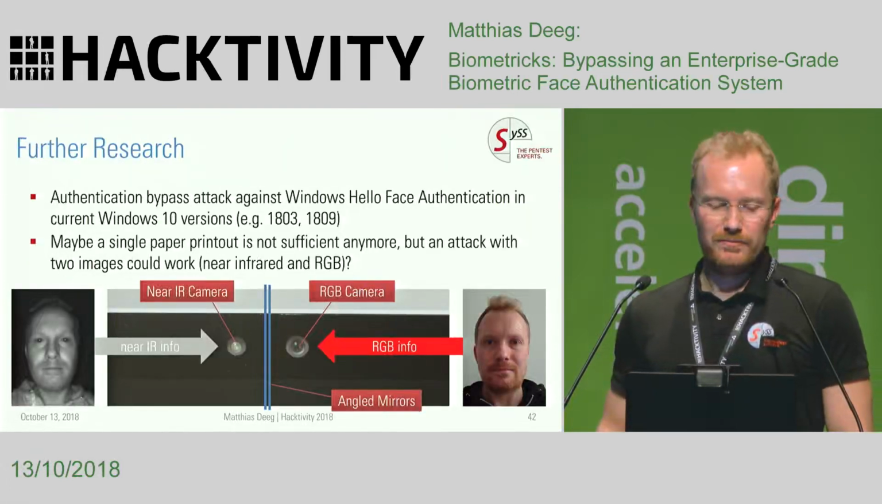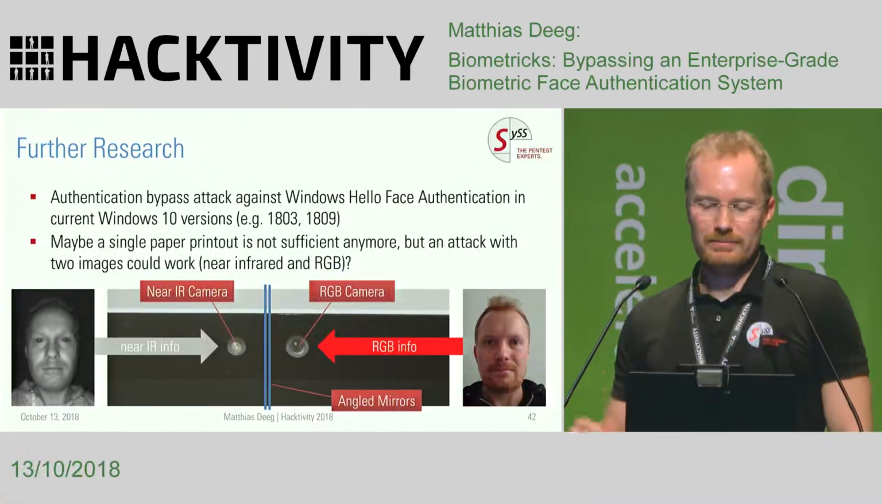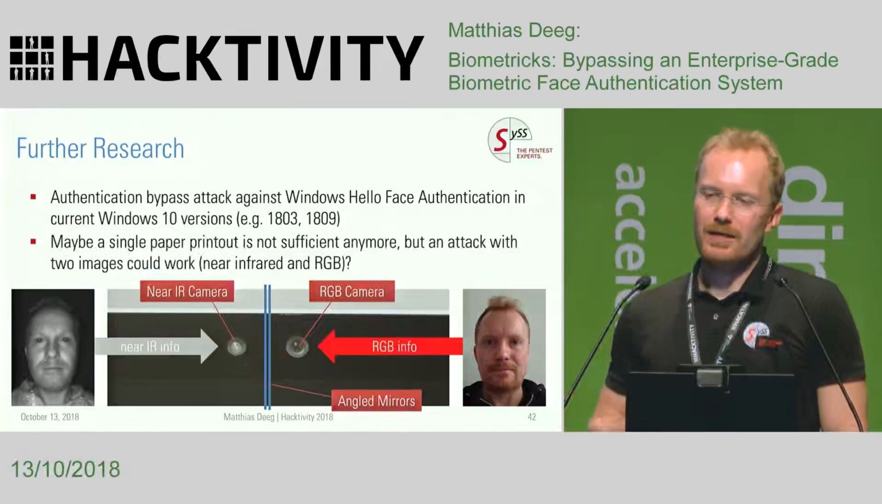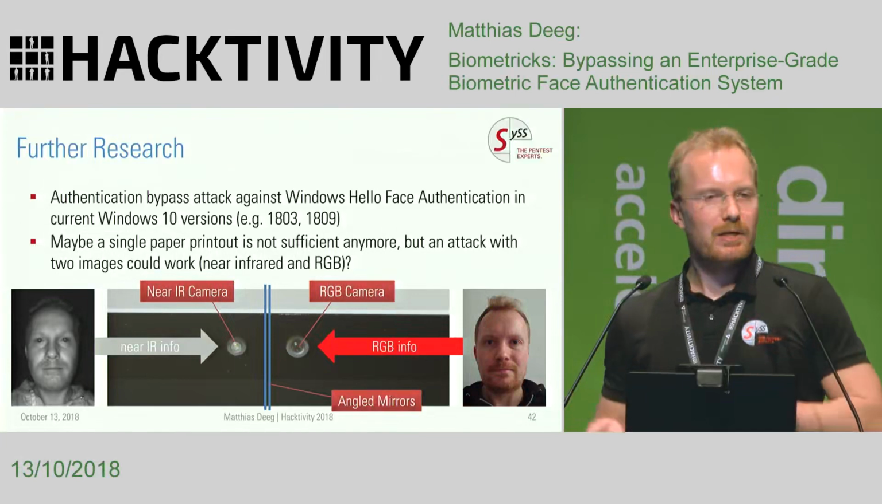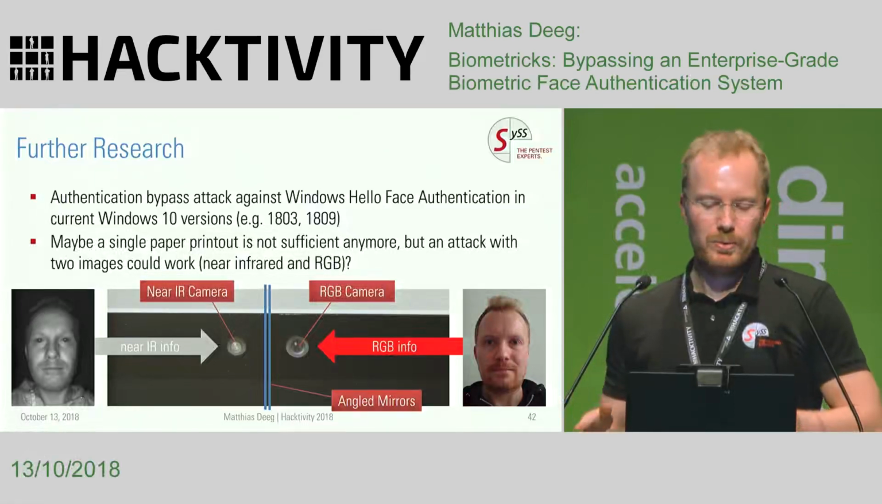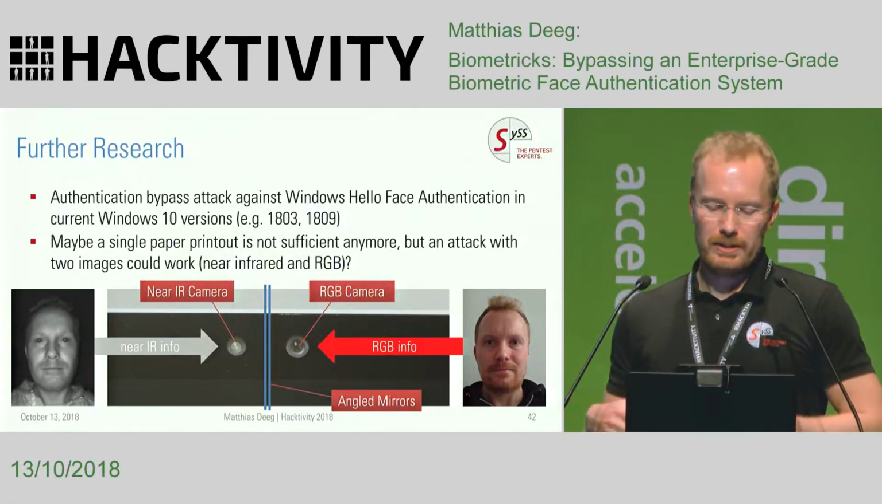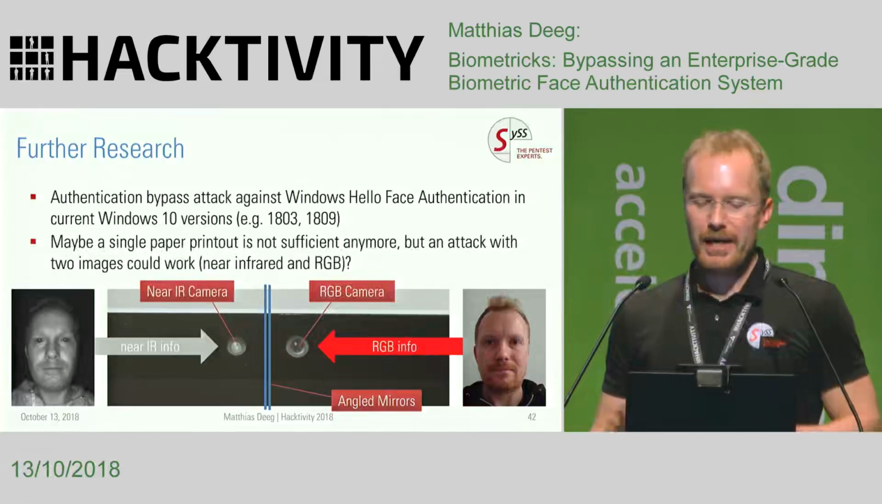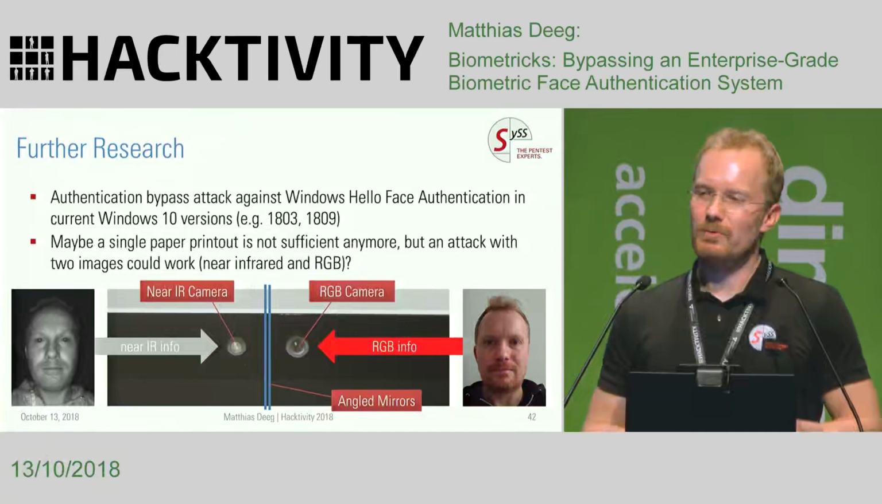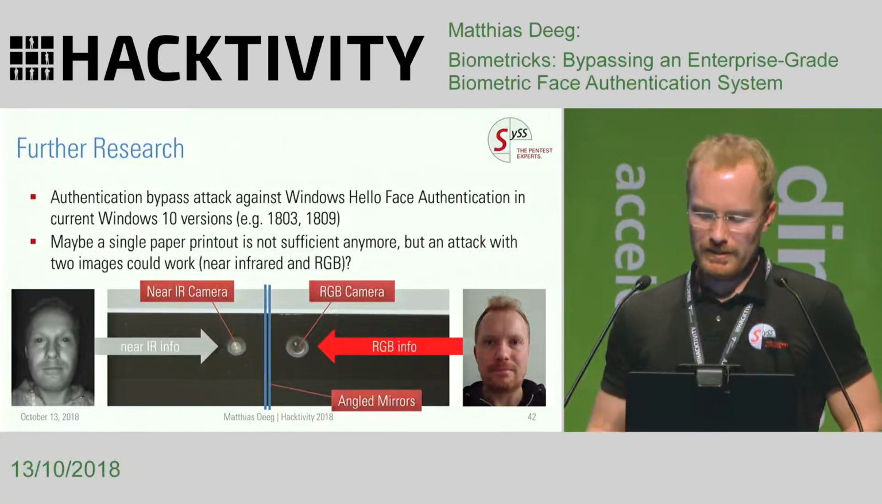I also have ideas for further research. Unfortunately, I didn't have the time in the last couple of months. What I want to try out is using not one, but two paper printouts. When the enhanced anti-spoofing feature is enabled, you have two cameras, a near-IR camera and an RGB camera, and information from both sensors is used to decide whether you are the correct person for the profile you want to log in to or not. One simple setup would be to have two angled mirrors at a 90-degree angle, and then present the near-IR camera a near-IR photo, and the RGB camera a complete RGB photo. I started this kind of attack with a very simple setup and didn't succeed so far, but maybe it works with a more sophisticated setup. Who knows? That's my idea for further research.